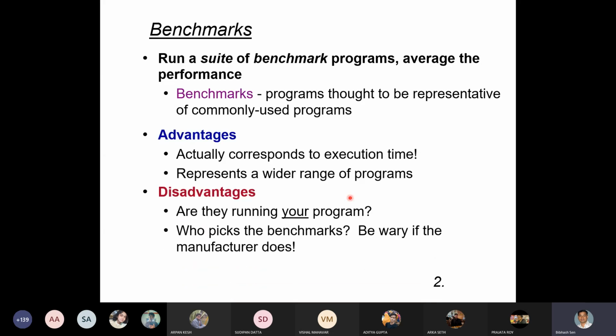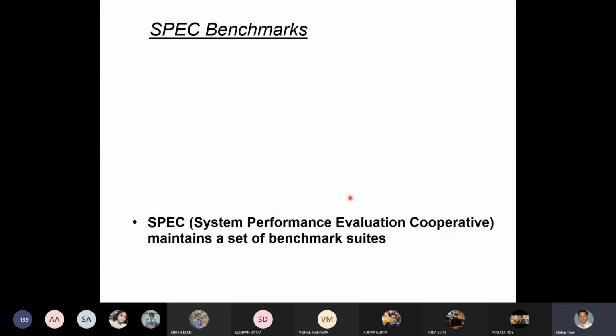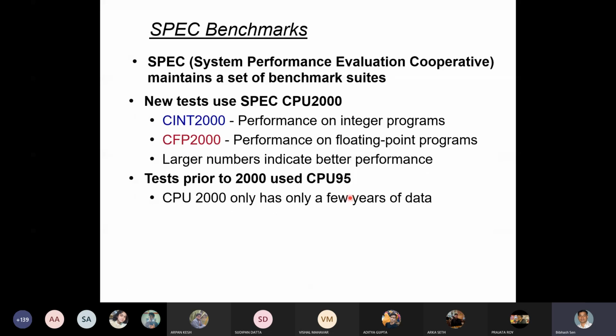SPEC is the suitable benchmark. Programs thought to be representative of commonly used programs. Actually corresponding to execution times, a wide range of programs, but are they running your program or not? That is the main mistake, and who picks the benchmark? So this is just for your knowledge I have given you.